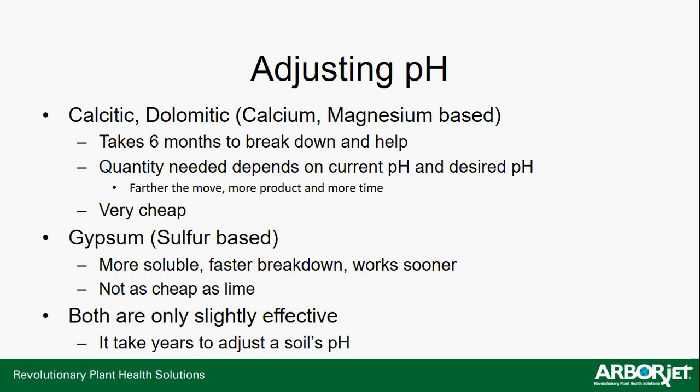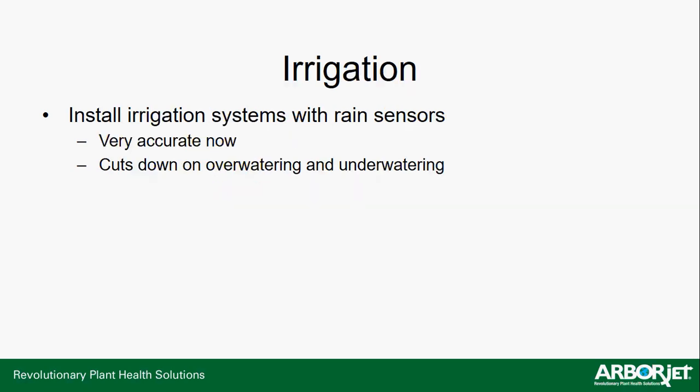So again, both are only slightly effective. It's going to take you years to adjust the soil's pH. The best you can really hope to do is that while you're in that process, you're also managing the soil and doing your aerification or replacing it with soil compounds that will also help buffer. So that's another good reason to use organic matter.